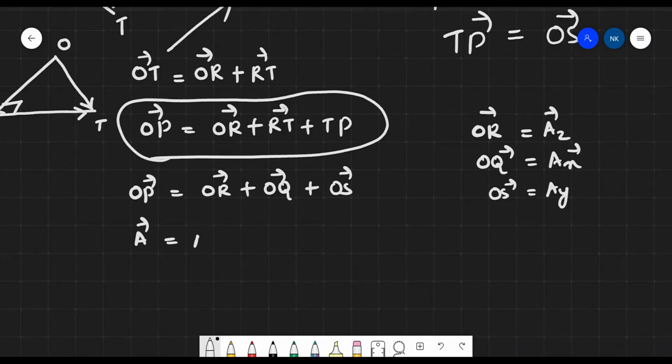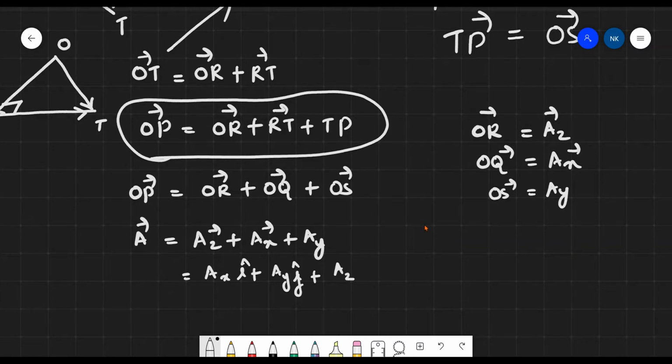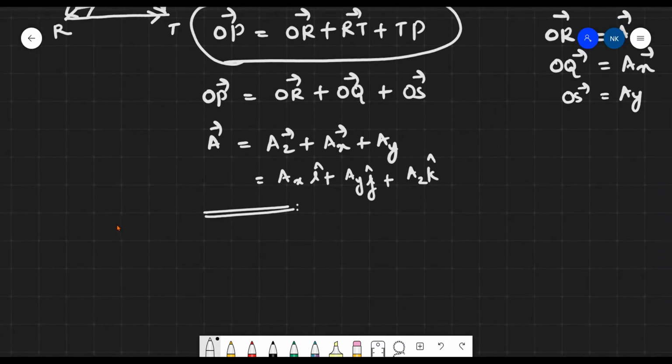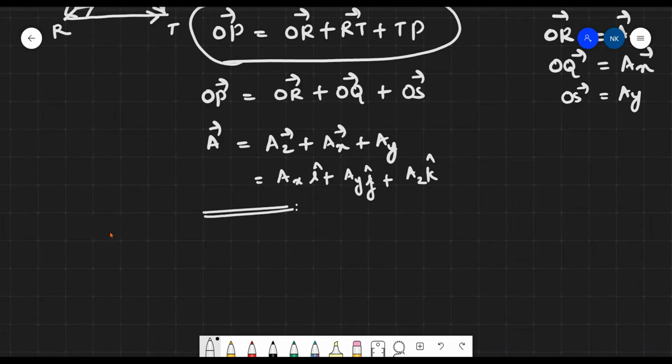that is equal to OR, which was AZ vector, plus OQ, which was AX vector, and OS, which was AY vector, which can also be written as AX i cap plus AY j cap plus AZ k cap. समझ में आया? So we just proved that relationship, how we can write a vector in a three-dimensional form. Okay, or you can say how we can resolve a vector into a three-dimensional form.